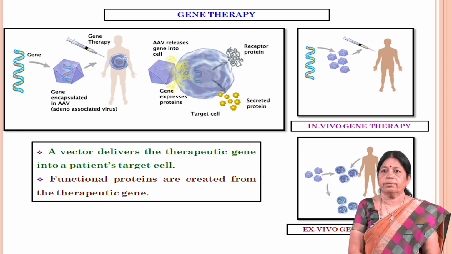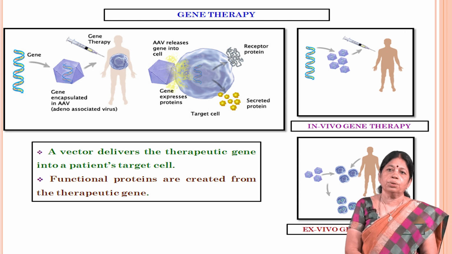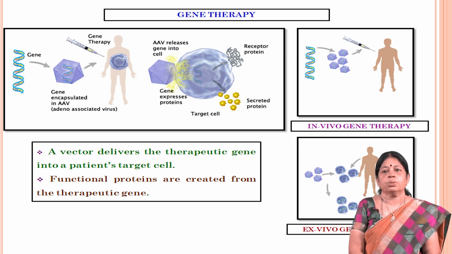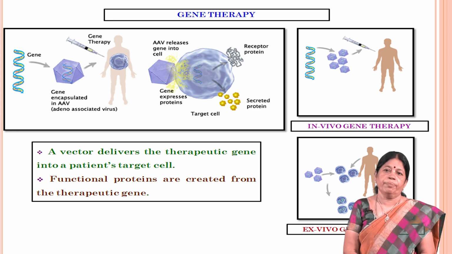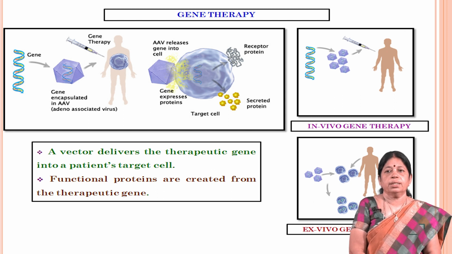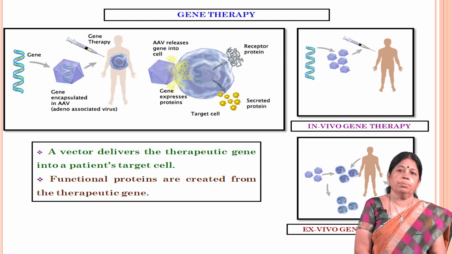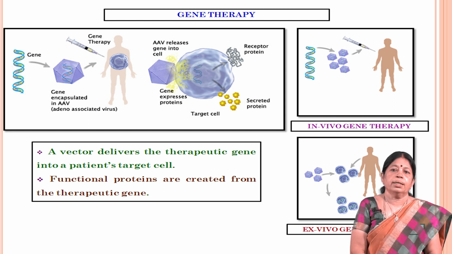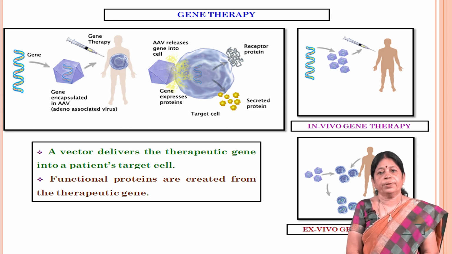What is a vector? A vector is nothing but a plasmid. We cannot as such introduce a gene into your body. So we take the normal gene, which is called the desired gene, and this is incorporated into the plasmid, or vector. Then we culture them in a medium of bacteria for production of a larger number, and then this is introduced into a person who has the defective gene.